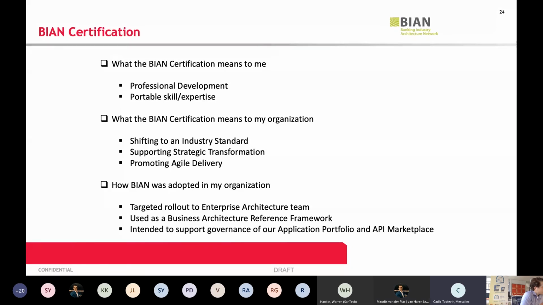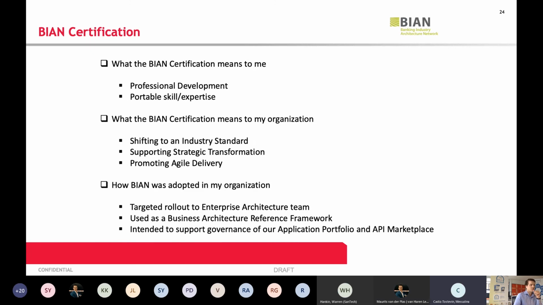We are still in the early journey of using BIAN. One of the first things that we've done is to map our application portfolio to the BIAN framework. We're using it as a reference framework so that we can understand, based on the BIAN service domains and capabilities, what the underlying technologies are that support it. Where are our current investments? Where are our potential gaps? Where are the service domains that have shared usage across different lines of business, et cetera? It gives us insight into our technology landscape.